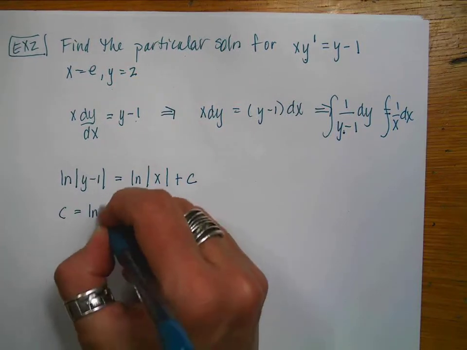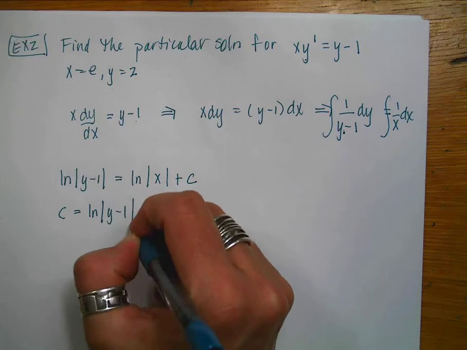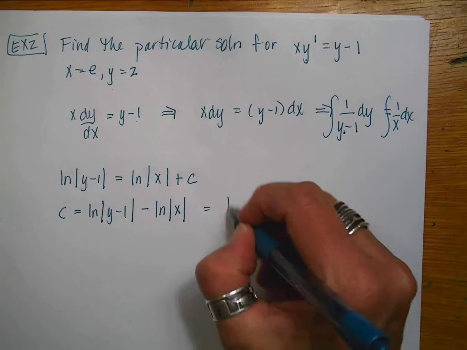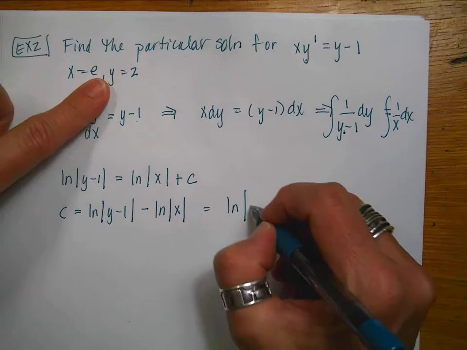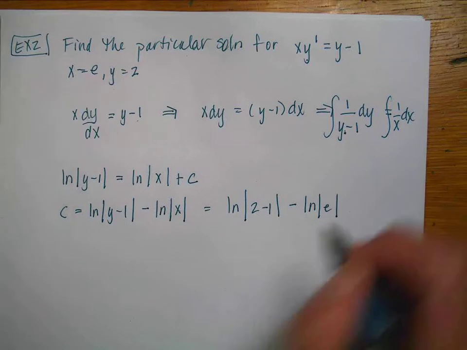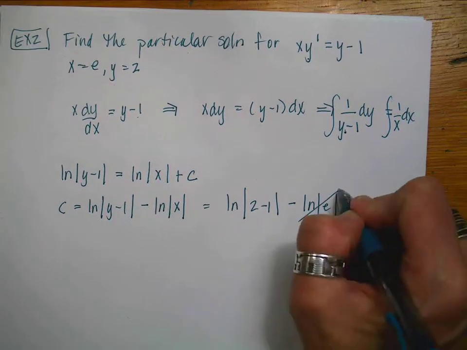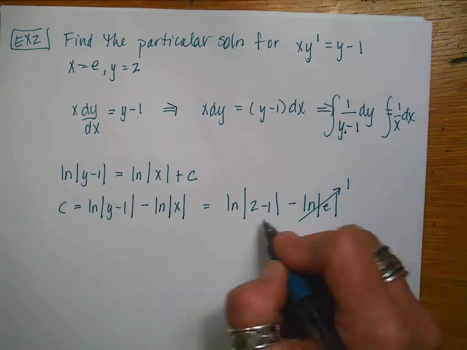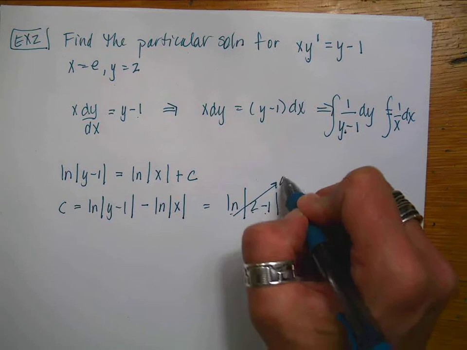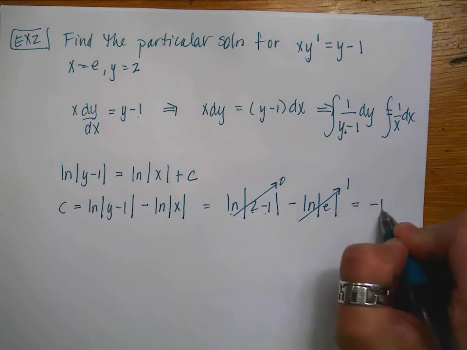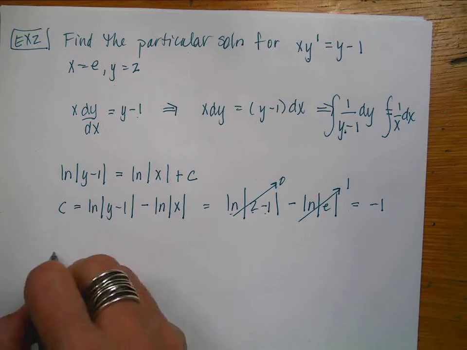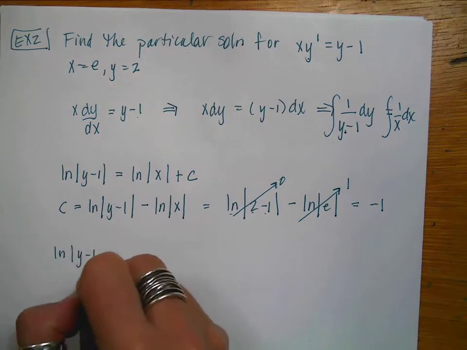So I'm going to write that c is equal to the natural log of y minus 1 minus the natural log of x. So this is going to be the natural log of 2 minus 1 minus the natural log of e. Okay, the natural log of e is 1. And then 2 minus 1 is 1. The natural log of 1 is 0. And so c is going to equal negative 1. Okay? So now I'm going to go back and finish the problem.